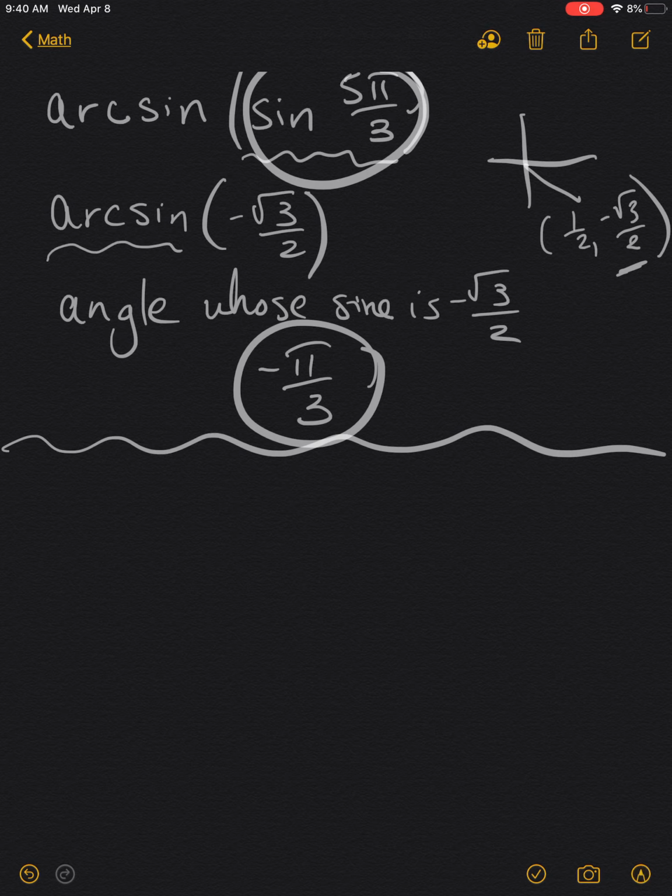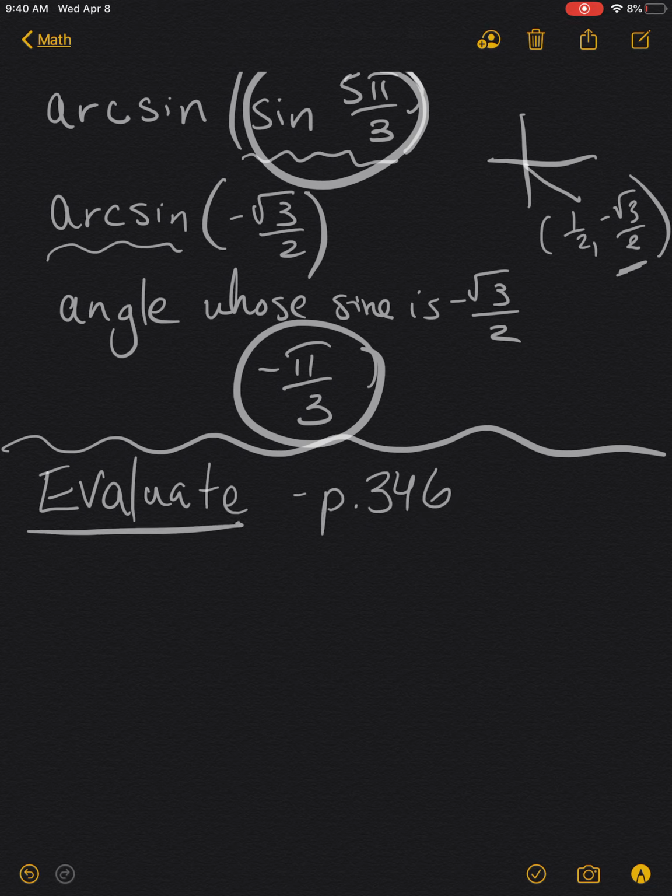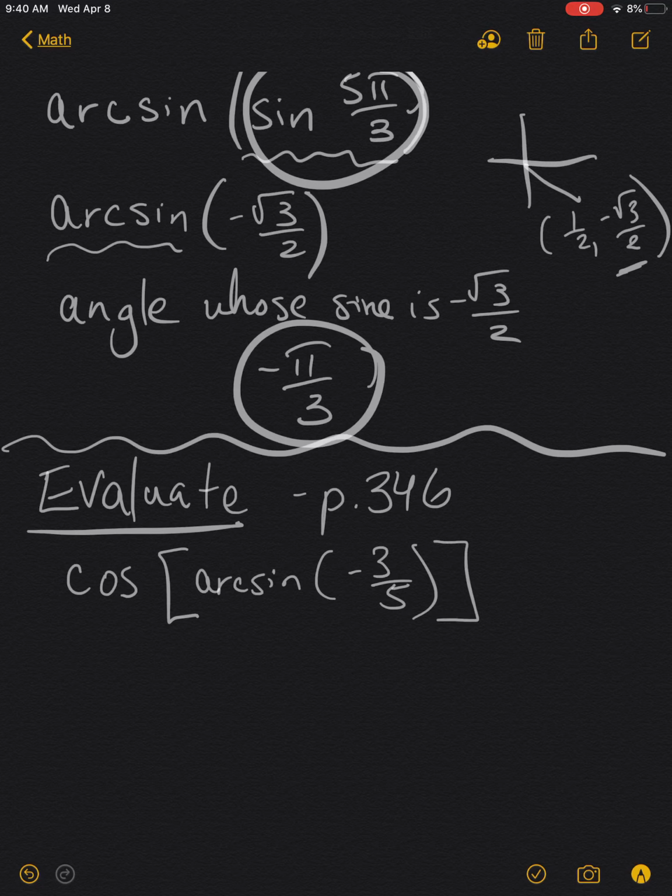So besides using the properties, we can also evaluate compositions. Evaluating. This can be found on page 346, and this will be my last example for this video. I'm going to be using example 6b. So example 6b says cosine of the arc sine of negative 3 over 5.